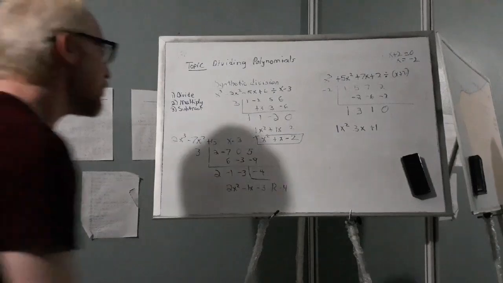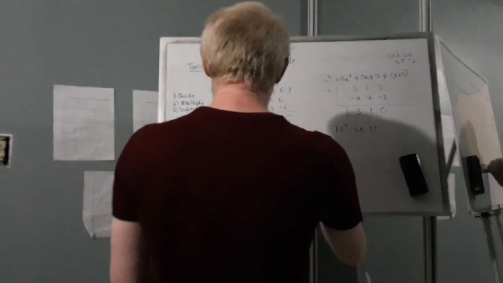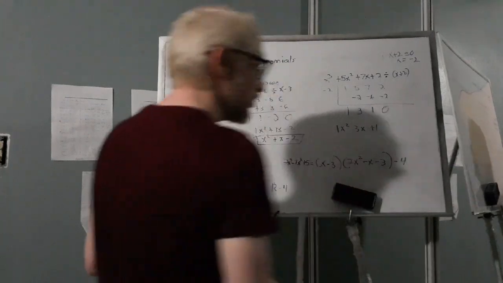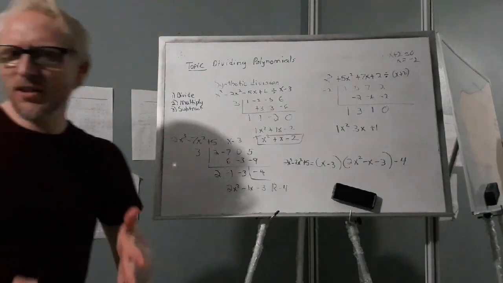So here we go. What you're going to say is x minus 3 times 2x squared minus x minus 3, and then minus 4. And here you're just going to write 2x cubed minus 7x squared plus 5 equals. And that's it, guys. So that's synthetic division.